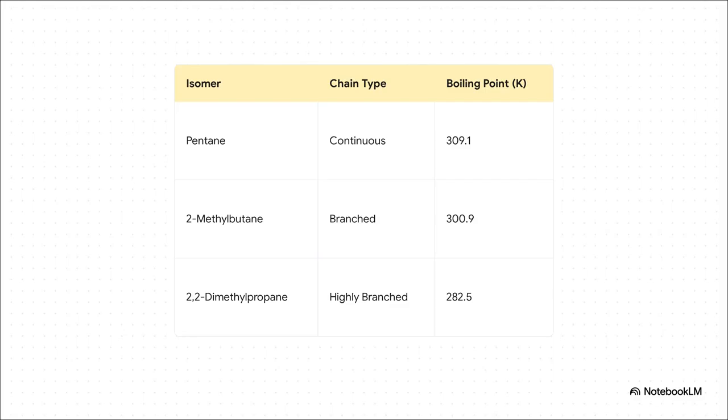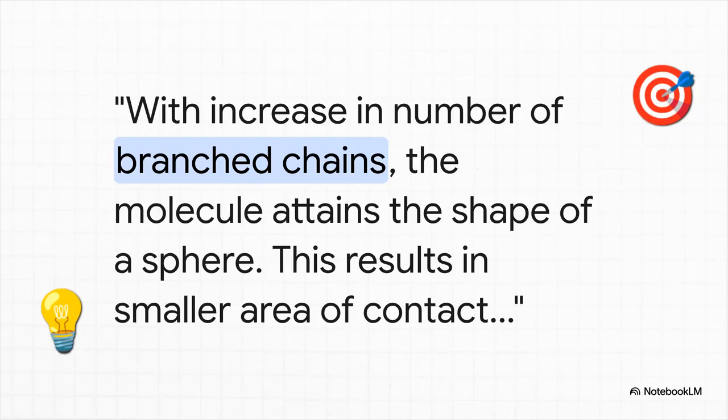Now check out this table. It's straight from the data in your textbook, and it's a gold mine. Just look at the boiling points for the isomers of pentane. You've got the straight chain, pentane, and then as you start adding branches, look what happens. The boiling point drops. A lot. This isn't random. It's a super predictable trend that NEET absolutely loves to ask about. So the big question is, why does this happen? And boom, here's the answer.